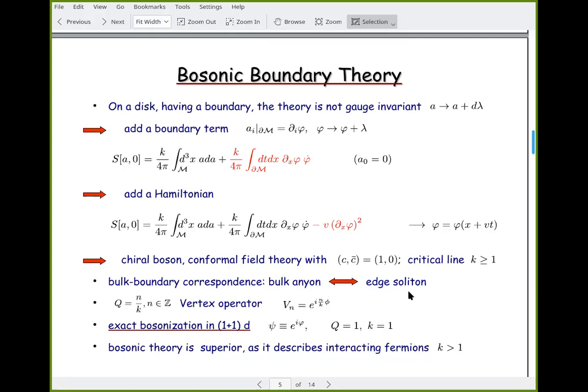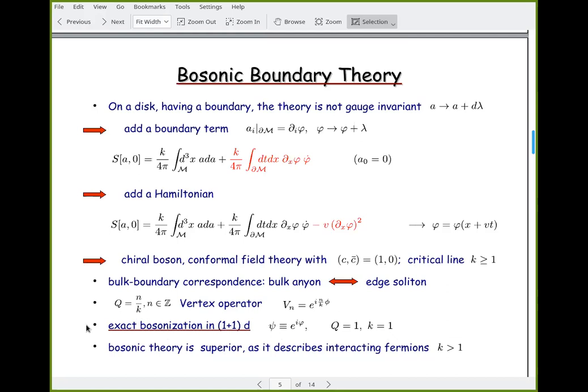At low energy, okay? So in the bulk, you have a sort of static anyon, and in the boundary, you have this soliton excitation, which in general has a fractional charge, depending on this K, which is the denominator of the filling fraction. And they are described by well-known vertex operators, which are exponentials of the field, okay? In particular, for K equal to one, you recover the fermion. And so this is a bosonization in 1+1 dimensions. So this result was very well known before, but you get it here somehow out of the physical setting of the problem, okay?